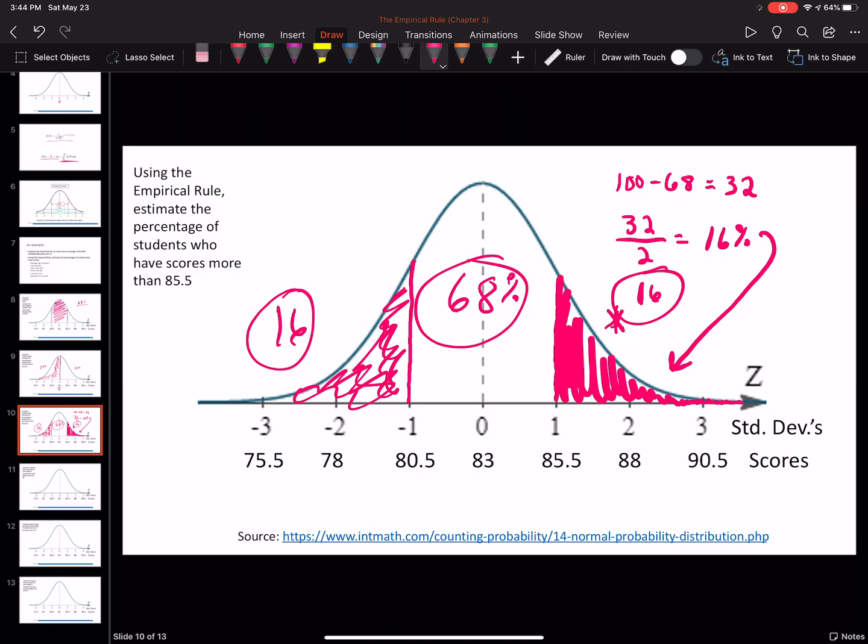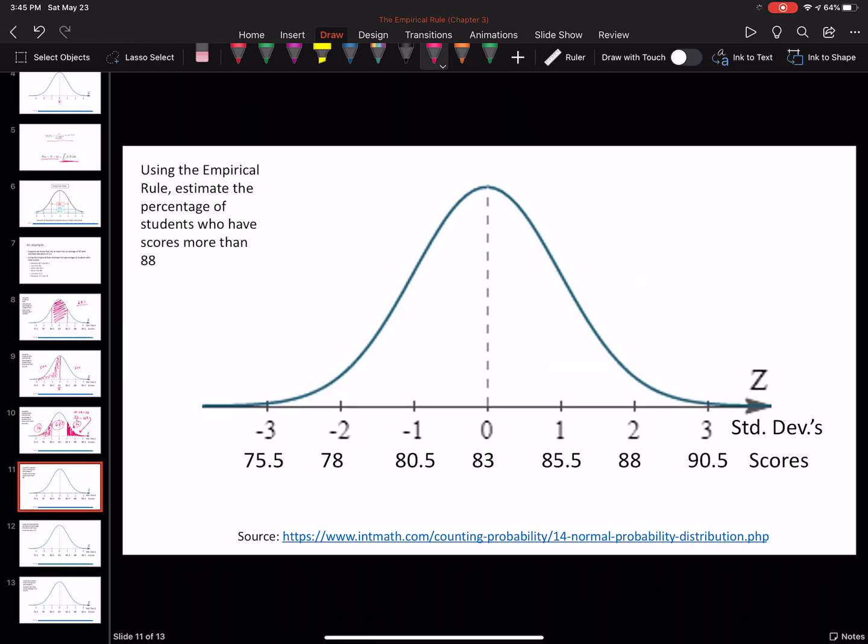Now, I should have prefaced this by saying there's more than one way to look at these to get an answer. If you follow this way, that's great. But if you think about it in a different context or a different way, that's fine too. So this is how we use some of the empirical rule to help us. Let's take a look at the next example.